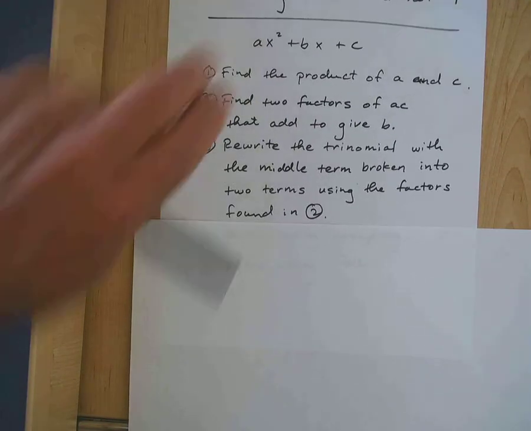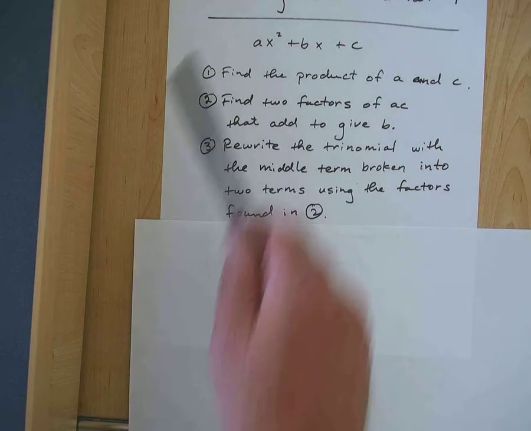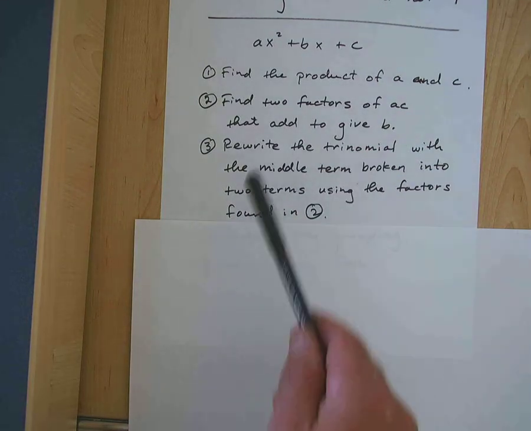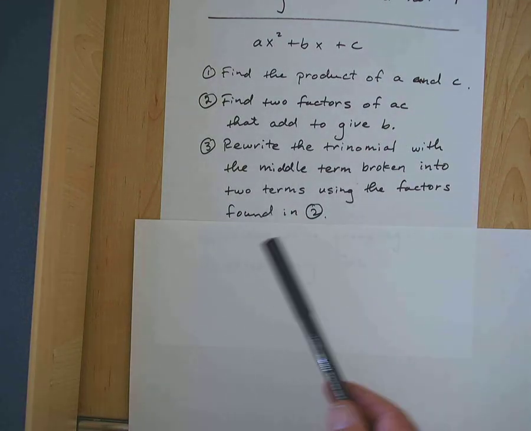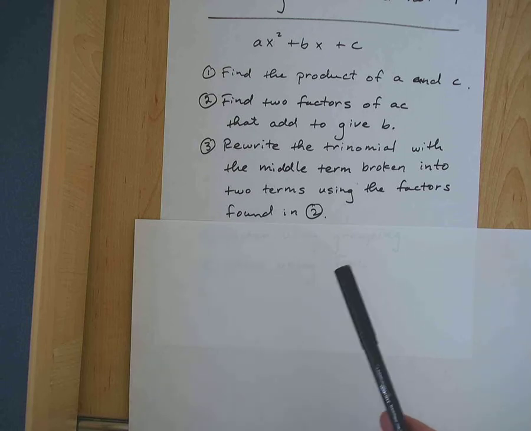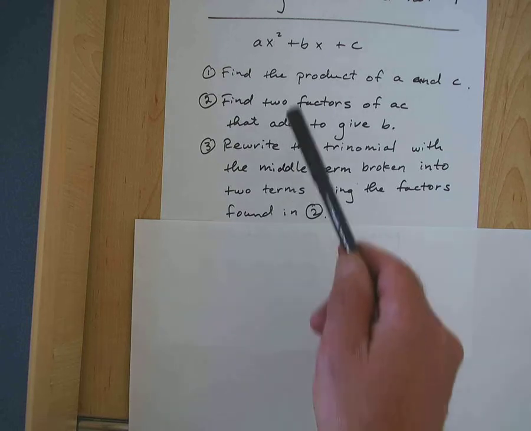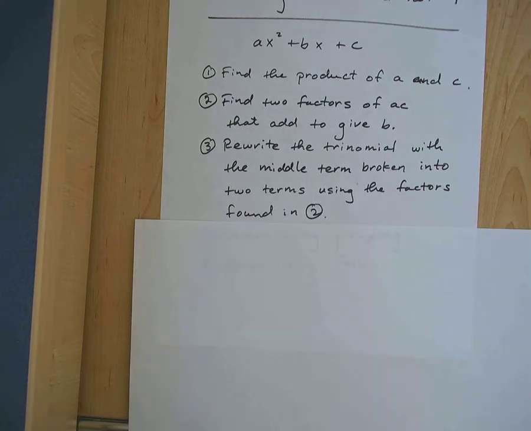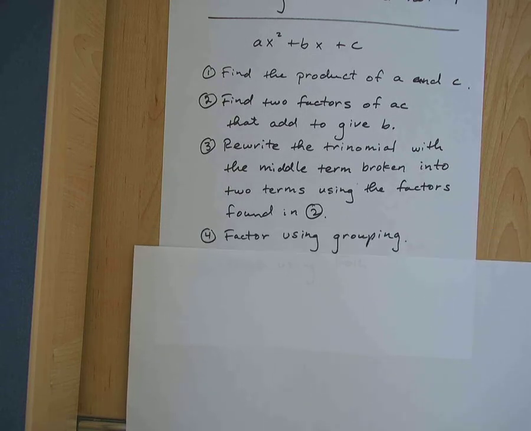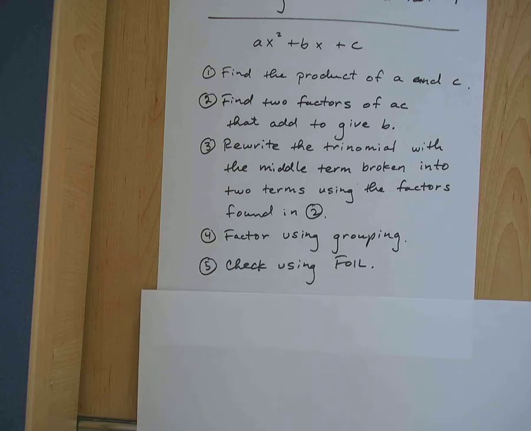And the third step, rewrite this trinomial, and it's simpler than it sounds here, with the middle term broken into two terms using the factors that we found in step 2. Then once you do that, we use our grouping method to factor the trinomial. And of course, I always recommend that you check your factoring using the FOIL method to multiply it back out.